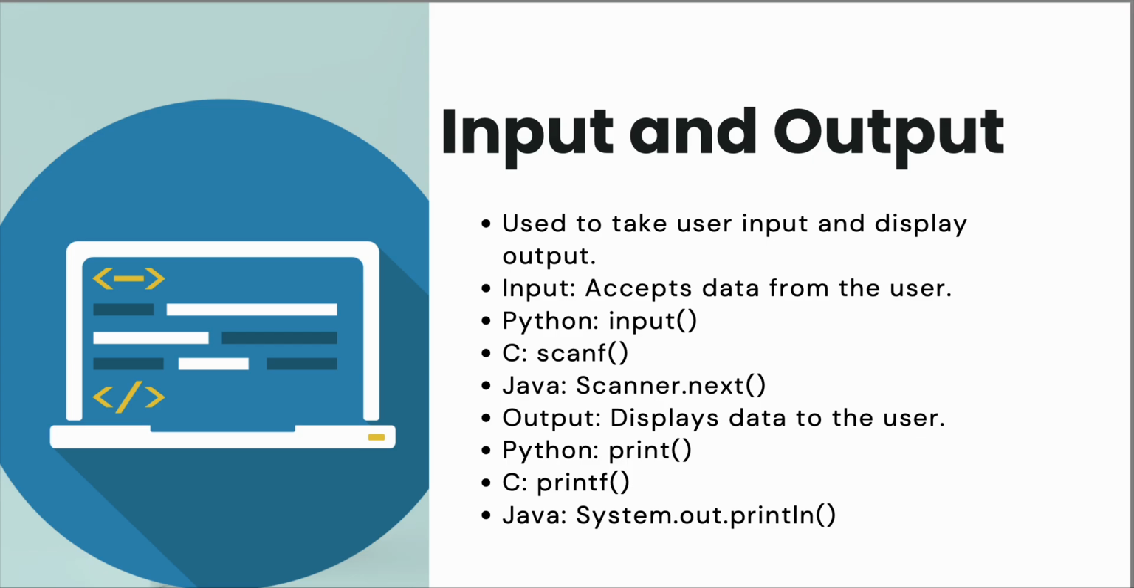In multiple programming languages like Python, C, and Java, the process of taking inputs is totally different. In Python, you can use input. In C programming, you can use scanf. In Java, you can use Scanner, .next. And every time it displays data to the user. We can also use printf, print, and System.out.println for displaying the data.